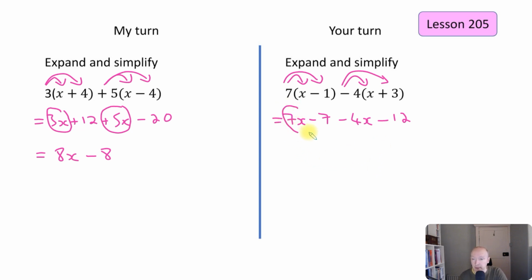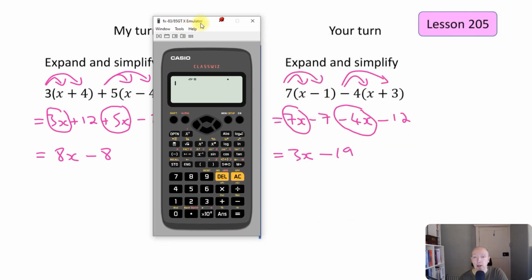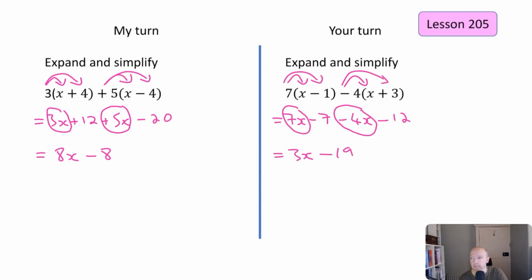Now I'm going to simplify by grouping, so I can group the 7x and the minus 4x. So that's 7x take 4x is 3x. And minus 7 take 12 is, starting at minus 7 going down the number line, is minus 19. Again, just to stress, if in doubt, where are we? Minus 7 take 12, there we go, minus 19. If you're in any doubt at all, use a calculator.